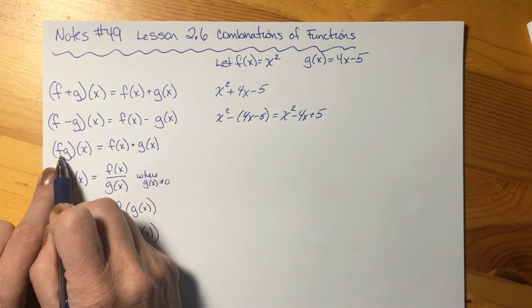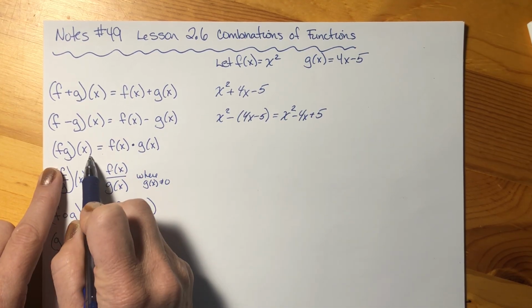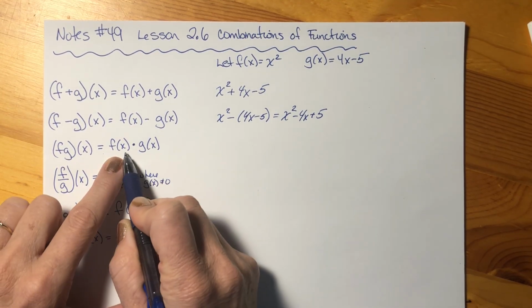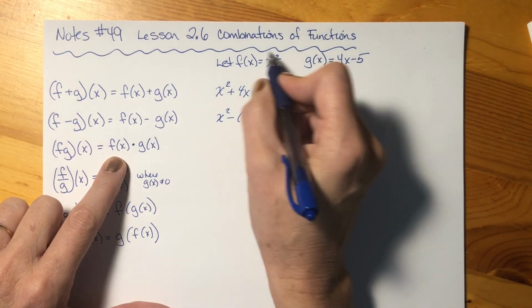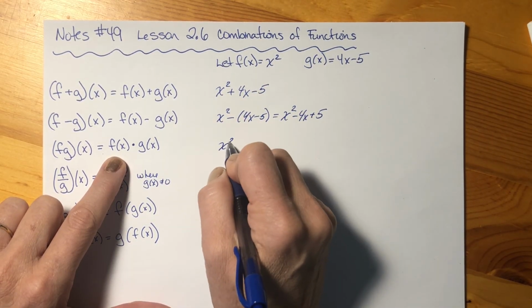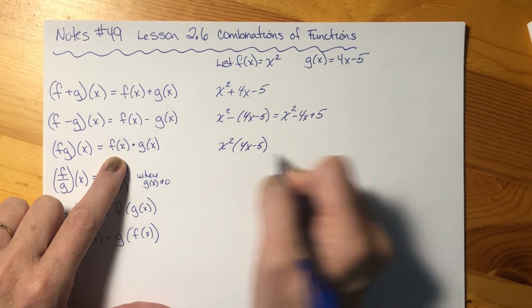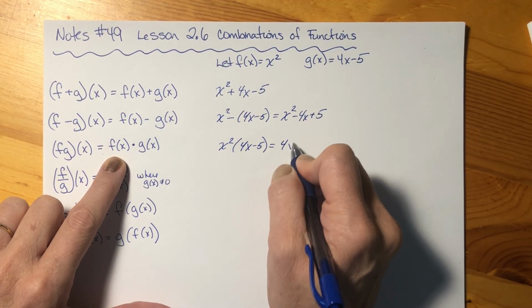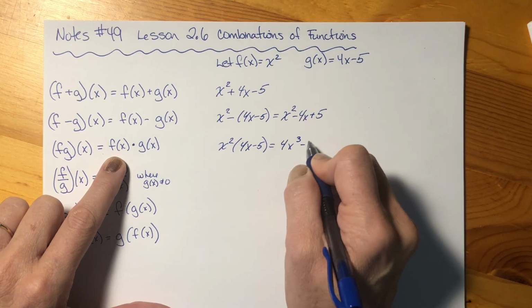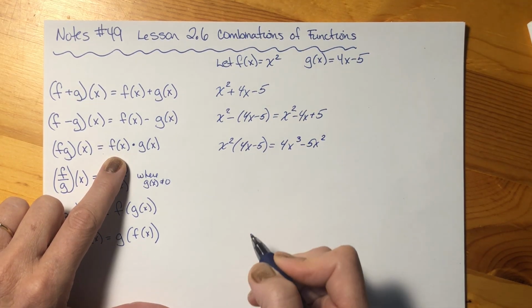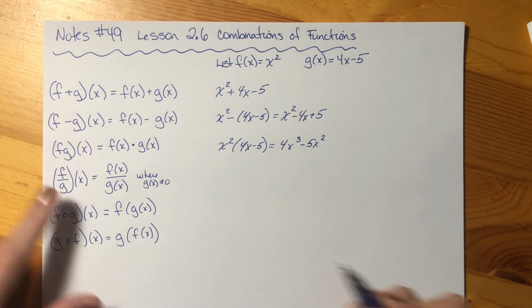Multiplication, same kind of thing. If I take the functions and multiply them together using the variable x, all I'm going to do is take f of x and g of x and multiply them together. So I have x squared times 4x minus 5. I'm going to clean that up, make that 4x cubed minus 5x squared. Okay? So far, so good.